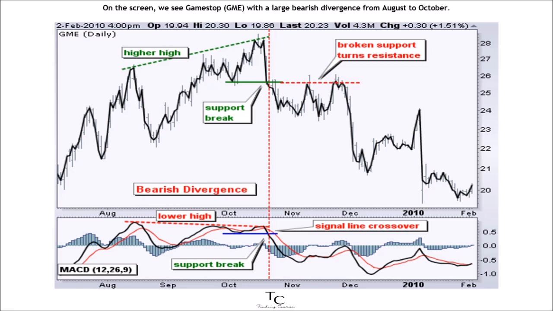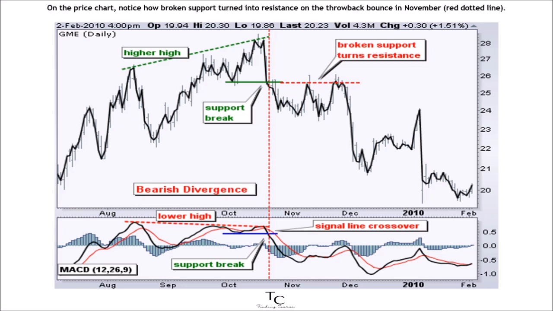On the screen, we see GameStop, GME, with a large bearish divergence from August to October. The stock forged a higher high above 28, but the MACD line fell short of its prior high and formed a lower high. The subsequent signal line crossover and support break in the MACD were bearish.